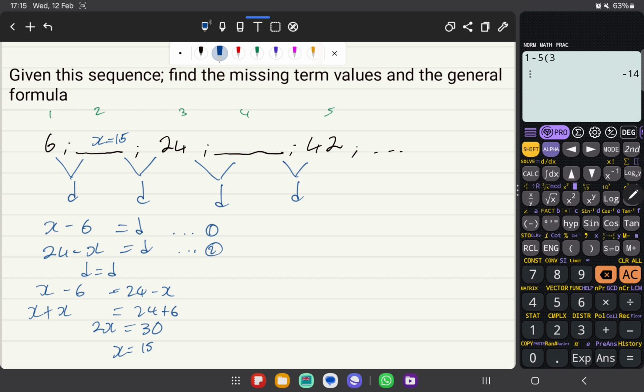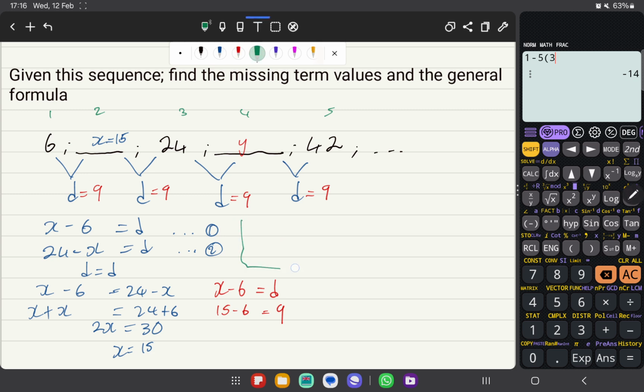But now what is D? Remember, I did say X minus 6 equals D. So X, which is 15, 15 minus 6 equals 9. And since it's a linear sequence, I know that all these D's are going to be 9. So yeah, I'm done. But I can do the same thing with the other missing term as well. You will still get the same answer as I did.